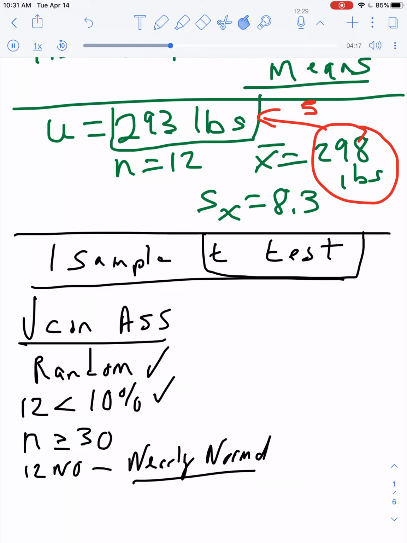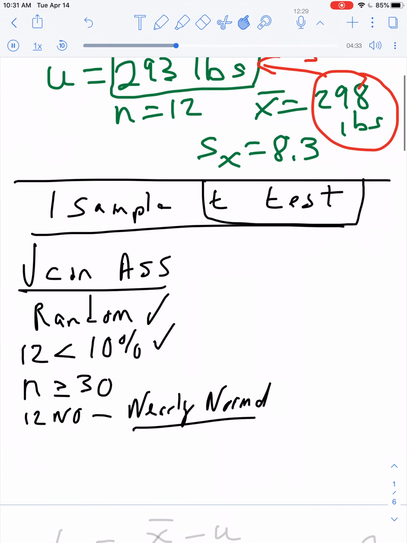So your condition assumptions are random, the 10% rule. If n is greater than 30, you're good to go. You can assume it's normal. If it's not greater than 30, then we have to say that the distribution looks nearly normal. And let's just assume for right now, when I test it and I told you, that they're randomly distributed.